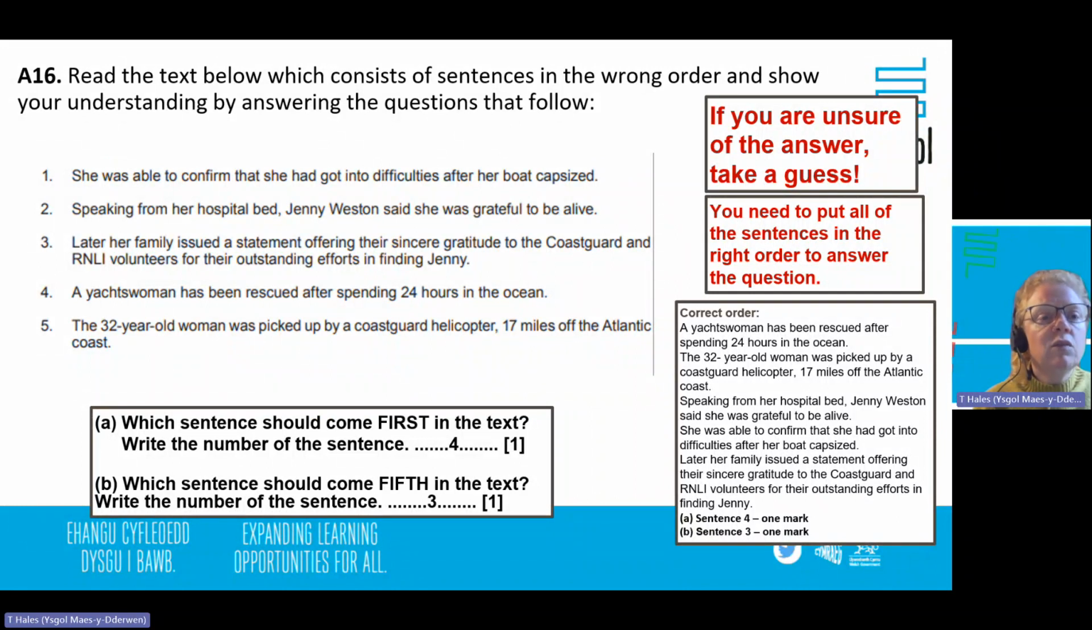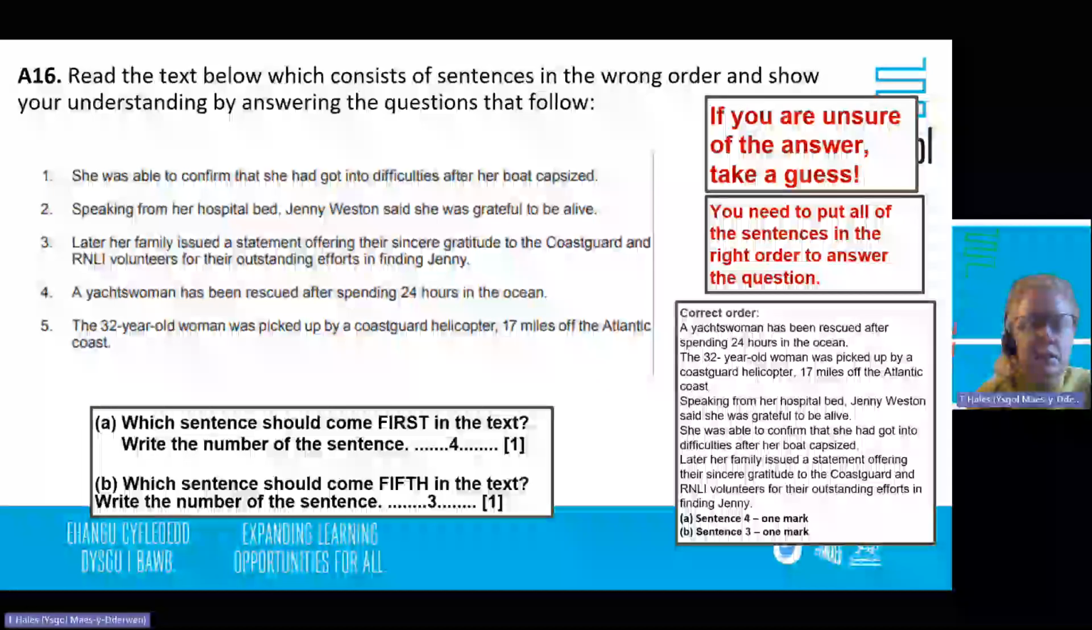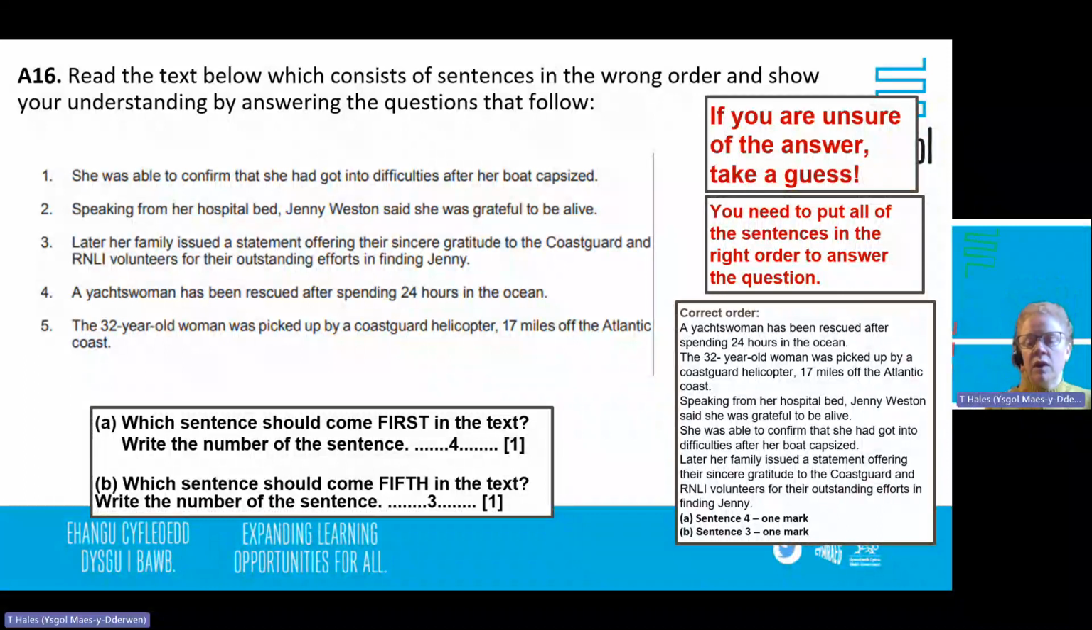So a yachtswoman has been rescued after spending 24 hours in the ocean. Right, that sounds like the start. The 32-year-old woman was picked up by a Coast Guard helicopter 17 miles off the Atlantic coast. That sounds good. Speaking from her hospital bed, Jenny Watson said she was grateful to be alive. Okay, making sense so far. She was able to confirm that she'd got into difficulties after her boat capsized. Yeah, still making sense. Later, her family issued a statement. Well, that sounds like it goes in the right order.